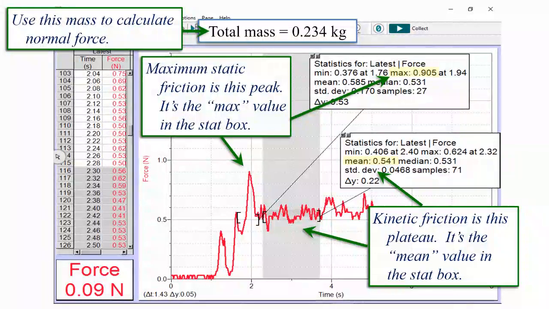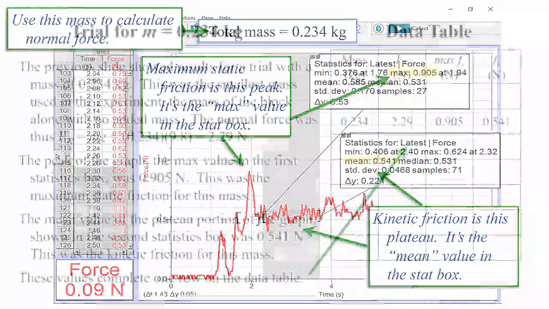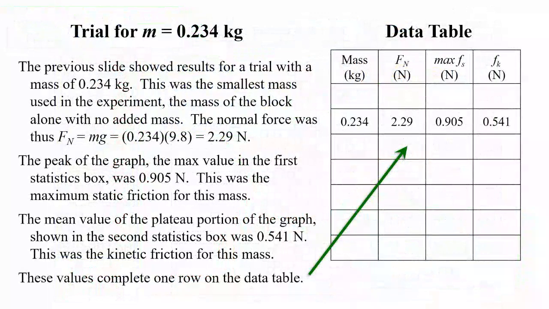0.905 newtons. Then there is the plateau where the block was dragged at a constant velocity. The mean value of the friction during this region is the kinetic friction between the block and the surface. In this example, it is 0.541 newtons. This slide can show what to do with the data once you have obtained it from the graph, as shown on the previous slide.